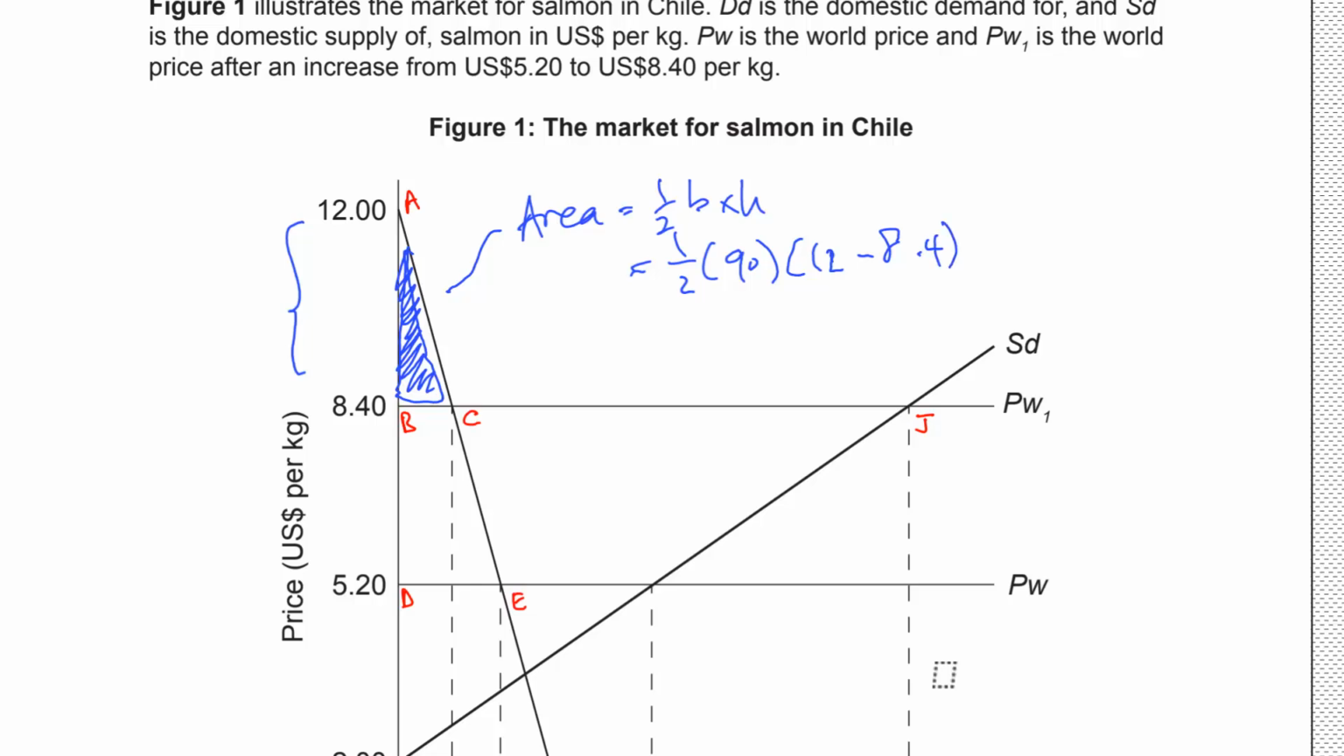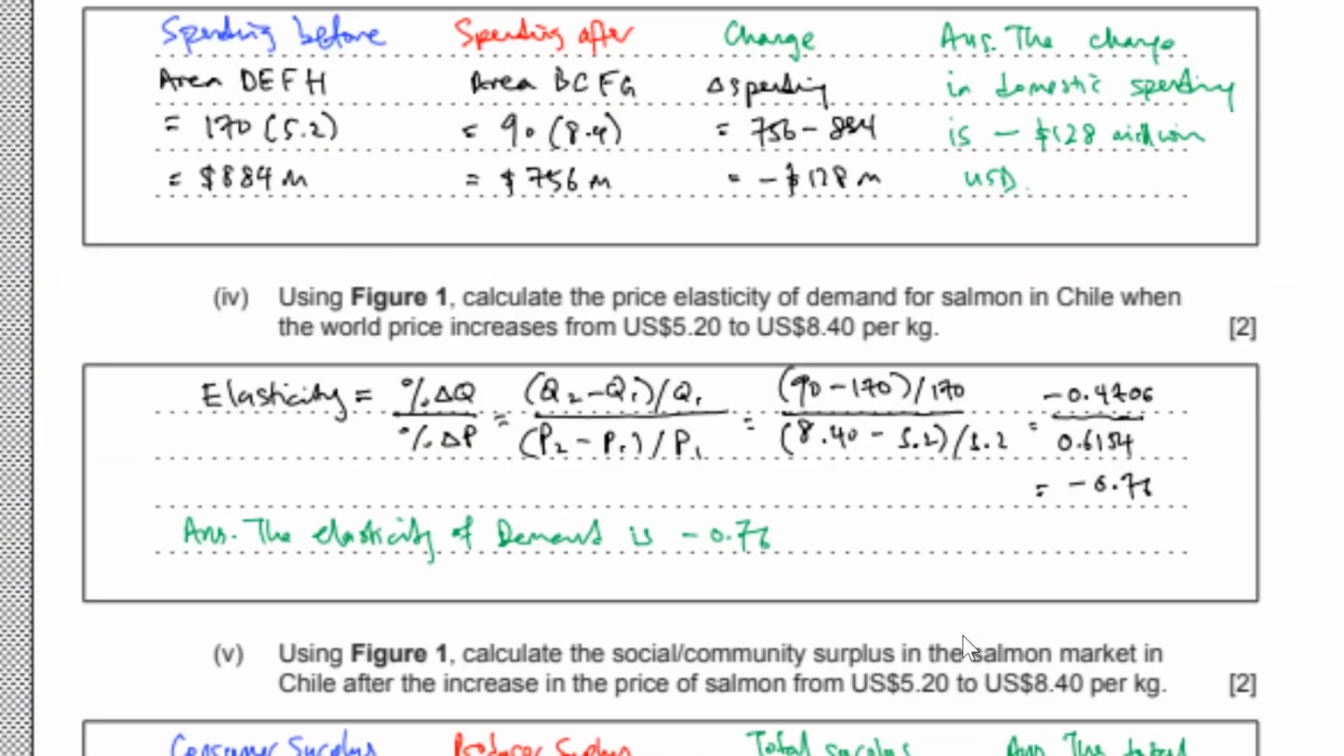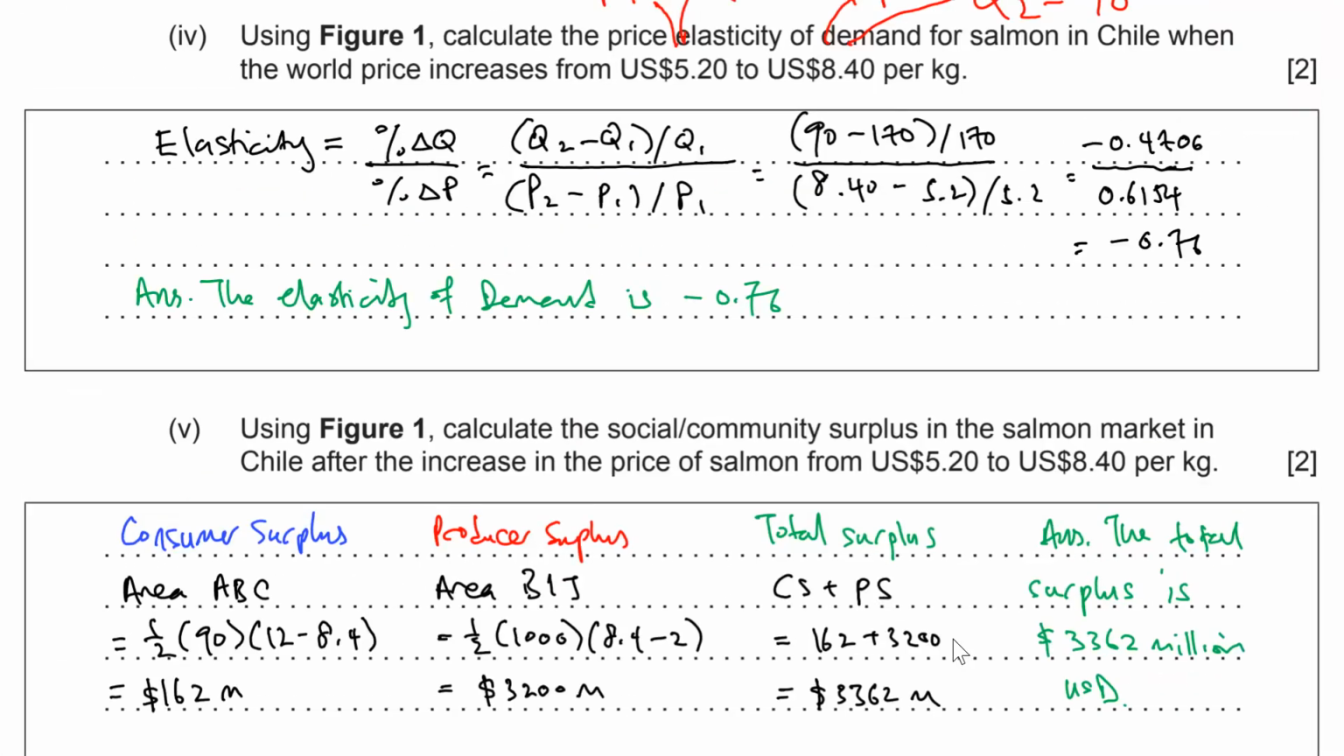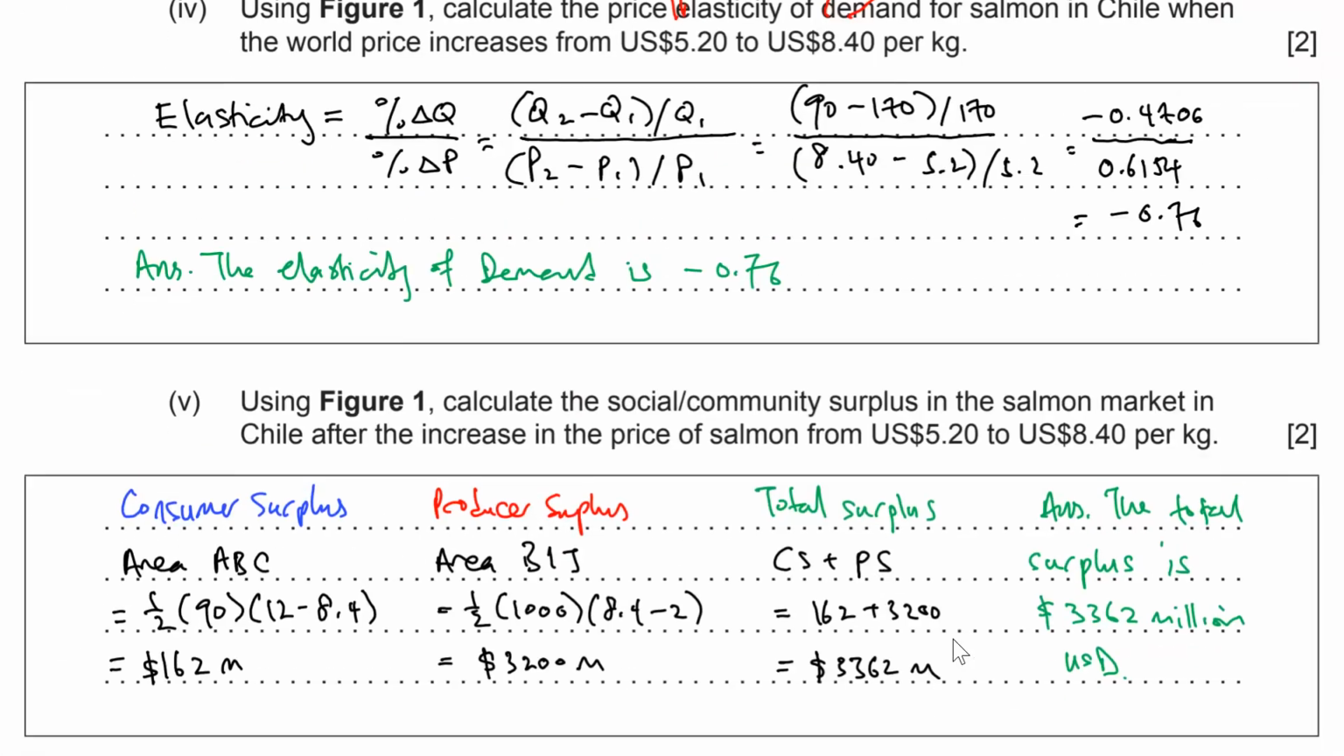Now, assuming I've done it correctly, we're going to get this area, right? So half of 90 times the 12 minus 8.4, which is $162 million. So that's the consumer surplus at the world price of the new price of $8.40.